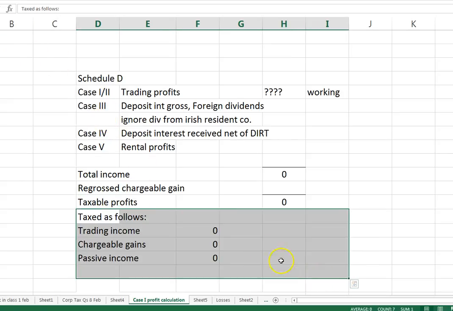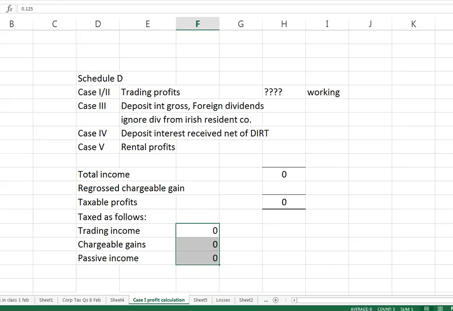that at the different percentages. So the trading and chargeable gains get taxed at 12.5, the pass income at 25. So that's a typical corporation tax computation, but now we're going to have to do working.